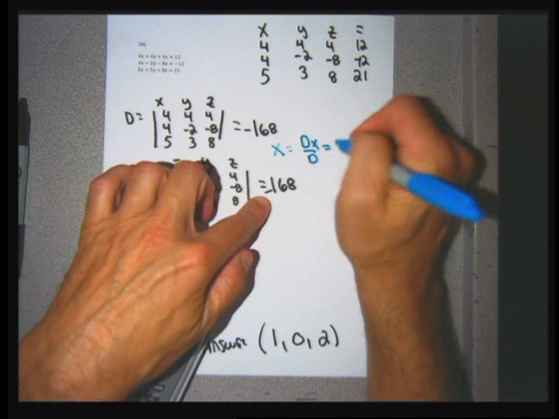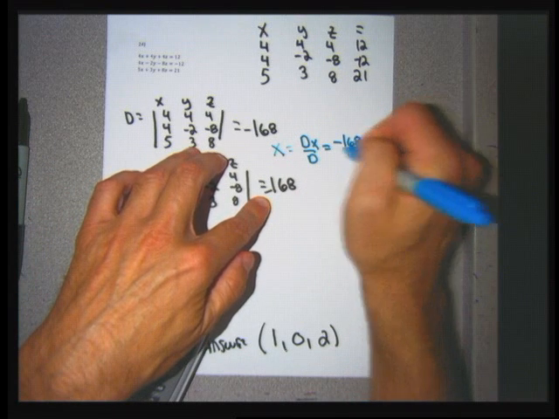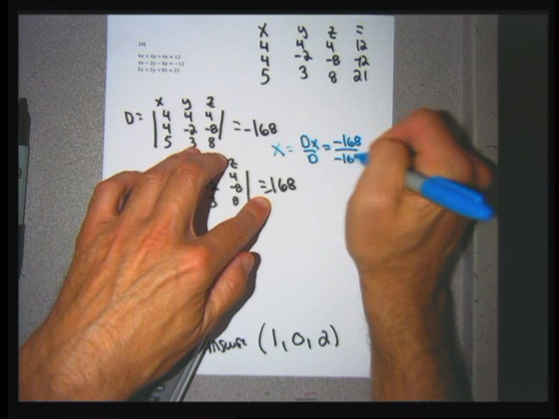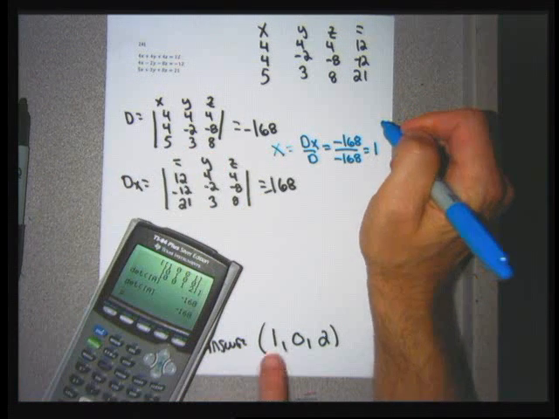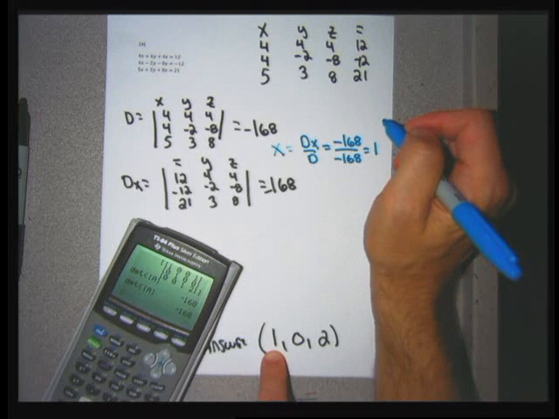The d sub x number is negative 168. The d number is negative 168. Anything divided by itself is 1, so the x equal to 1 comes out perfectly.